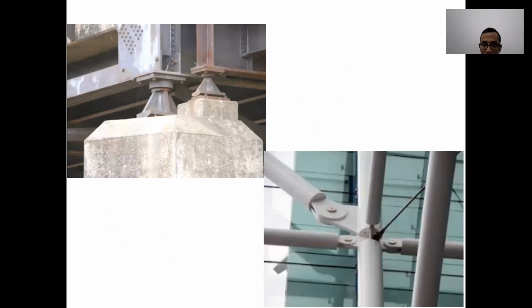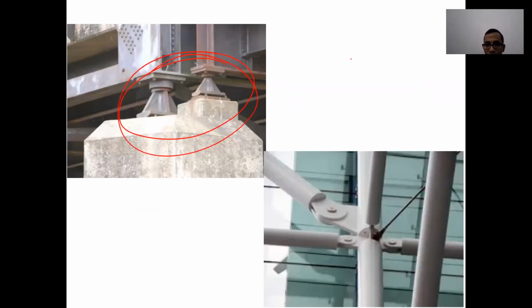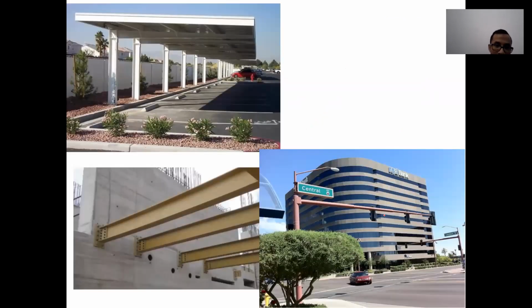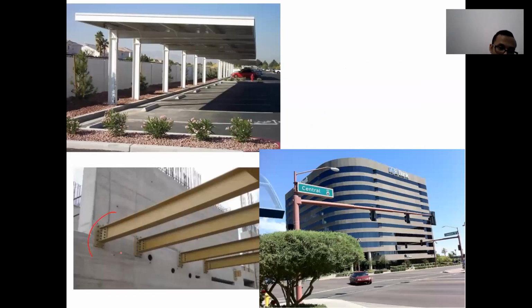This is an example of pin support at the bridge. Normally one side of the bridge will be like that. It's a pin support, and the other side of the bridge will be a roller support like this. This one is pin support as well. And this is the example of a cantilever or a fixed support or built-in like this. This is fixed support. This one, because it's welded, is a fixed support as well. This one is the same, fixed support as well, because it's welded.